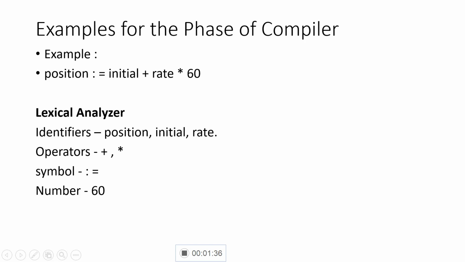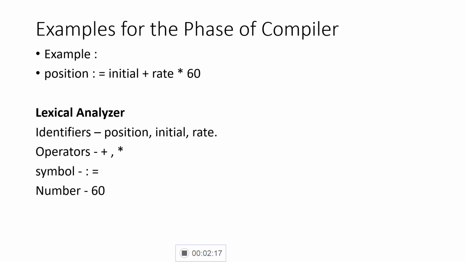So here I have taken the input as position := initial + rate * 60. Our first phase is the lexical analyzer. The lexical analyzer is nothing but the scanner. It is going to read the input, that is, scan the input from left to right. While scanning, first it is going to scan the lexeme position. For that lexeme, first it has to identify what kind of token it is. We know position is an identifier, so position will be stored under the token identifier.